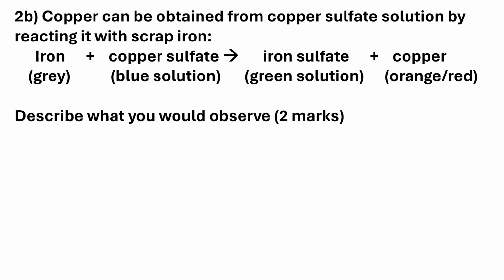And for this question, you can't just put colour change. You need to describe what those changes would be. So if we start off with the metals, we'd start off with iron. So we'd see a grey metal and that would turn into an orangey red metal, which is copper. It would actually get copper coating it on the outside.